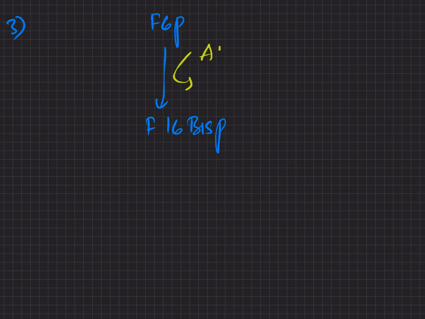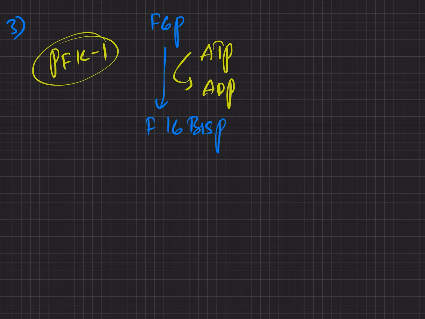Now coming to the third step. Fructose 6 phosphate is converted into fructose 1,6 bisphosphate. So here one more phosphate is added. Again the source of phosphate is ATP, which becomes ADP. Now what is the enzyme? Whenever a phosphate is added, the enzyme is of course a kinase. What kinase here? Phosphofructokinase 1.